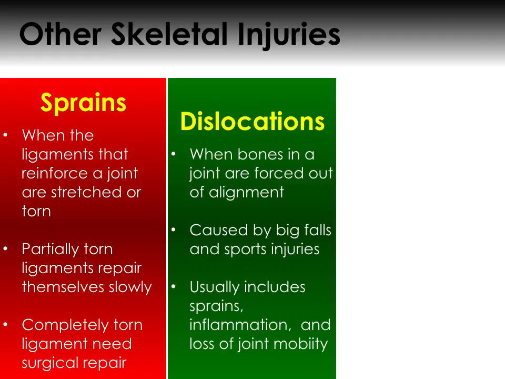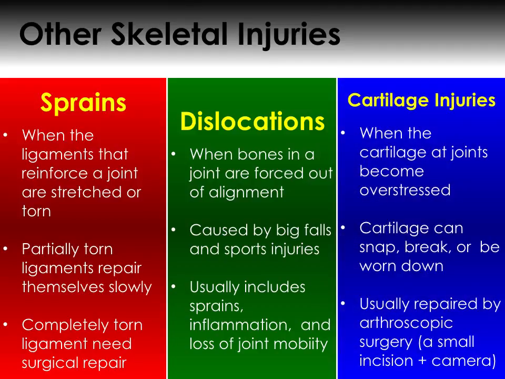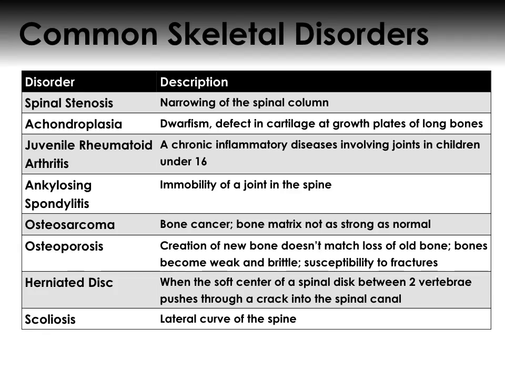Dislocations are when bones in a joint are forced out of alignment, typically caused by big falls and sports injuries. A dislocation will usually include a sprain and also a lot of inflammation and loss of mobility around the joint. Finally, there's cartilage injuries. That's when the cartilage at joints becomes overstressed. They can actually snap or break and be worn down, and these are usually repaired by arthroscopic surgery. Here's just some examples of sprains, dislocations, and cartilage injuries.